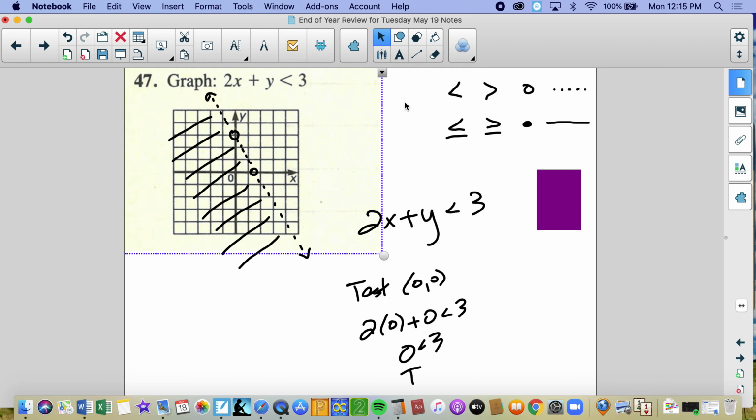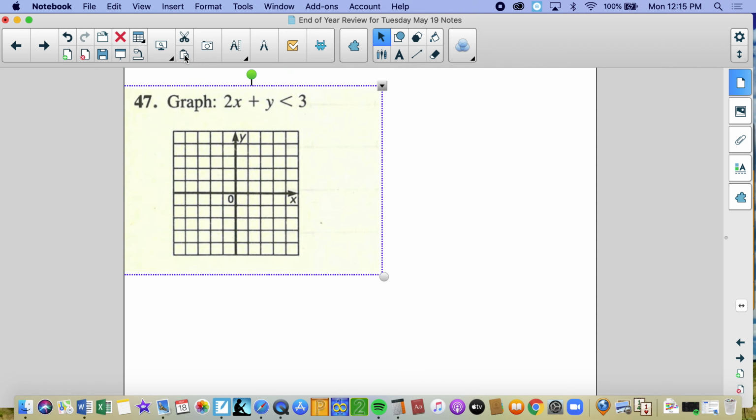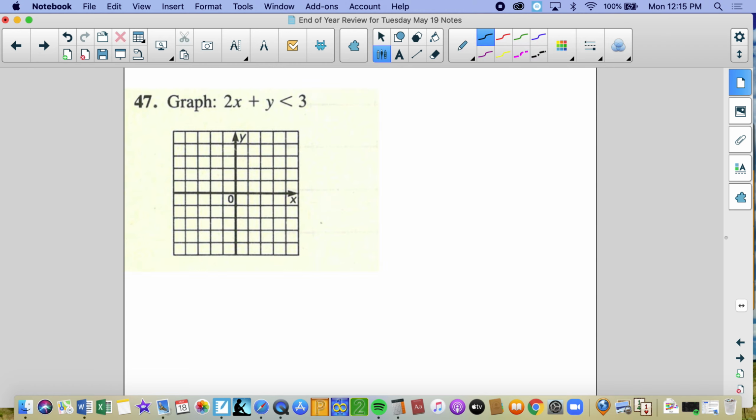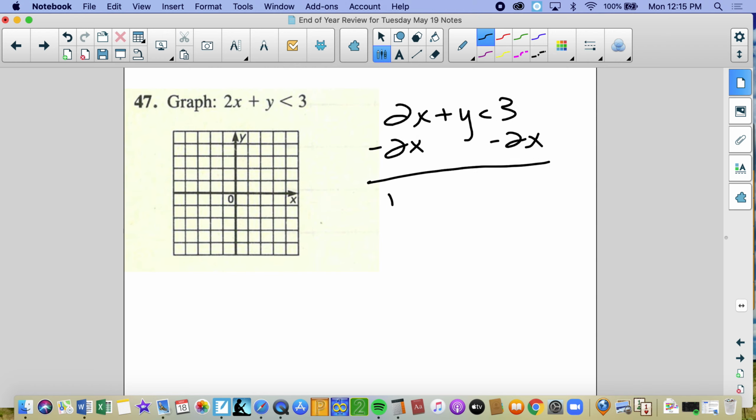If you didn't know that, the other way you could have done this is take this equation and put it in slope-intercept form. You could subtract 2x and you get y is less than negative 2x plus 3. We know that my y-intercept is going to be at 3 and my slope is going to equal negative 2 over 1.